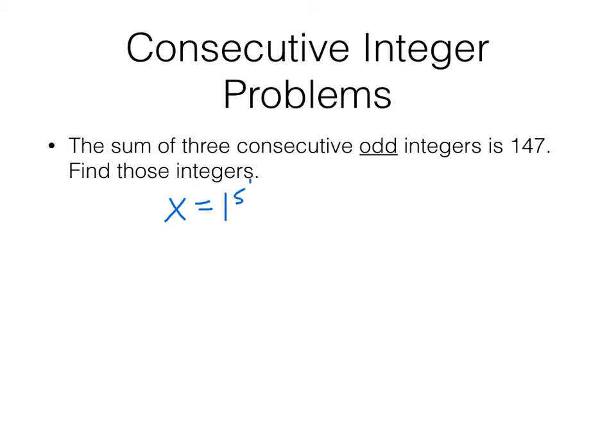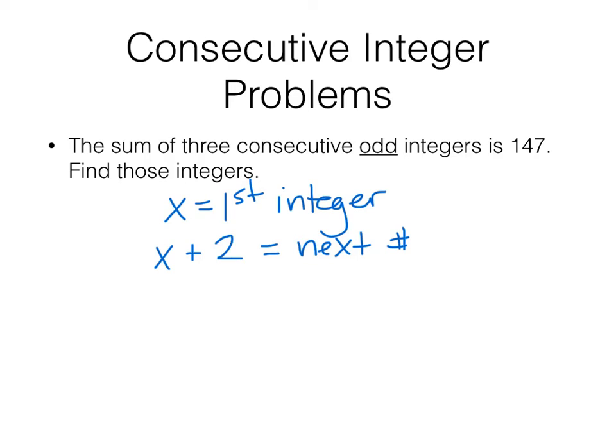Anyway, 3 consecutive integers. So x is my first integer. Now, these are consecutive odd integers. What's the next odd number after x? If x is odd, where do you have to go to get to the next odd number? Well, you have to go up by 2.